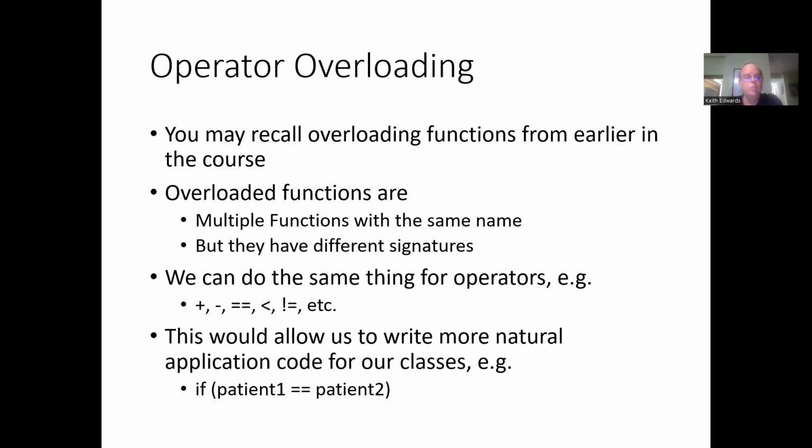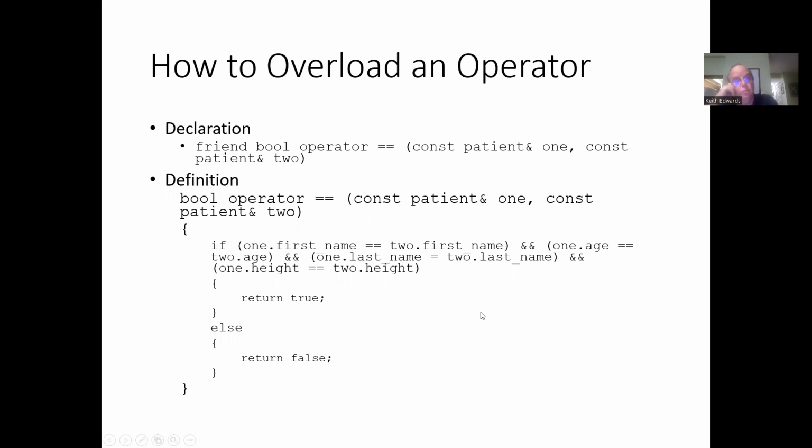If we can do this, it allows us to write more natural code. So if we had two patients or two students, we could say if patient 1 is equal to patient 2, or if student 1 equals student 2 in our application code. That's a more natural way to write that code versus what we've been doing with the regular functions, the member functions, and the friend functions. This looks more natural, and it's easier for someone using the application code to decipher precisely what's going on. So the way we can do this is we can overload our operators to work with the class.